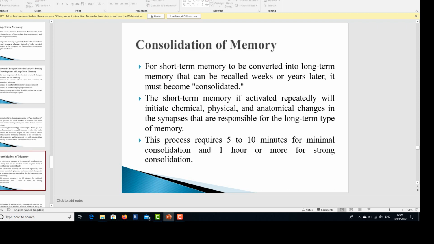For short-term memory to be converted into long-term memory that can be recalled weeks or years later, it must become consolidated. The short-term memory, if activated repeatedly, will initiate chemical, physical, and anatomical changes in the synapses, which are responsible for the long-term type of memory. This process requires 5 to 10 minutes for minimal consolidation and 1 hour or more for strong consolidation.